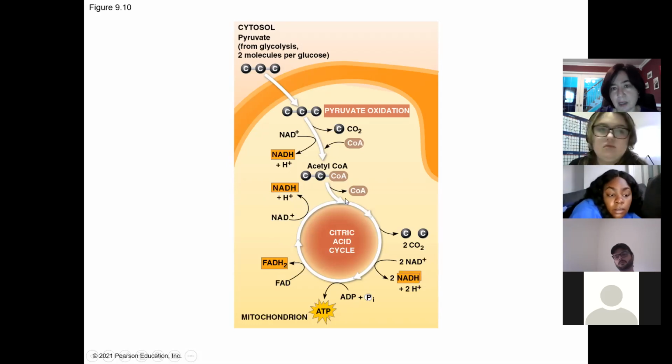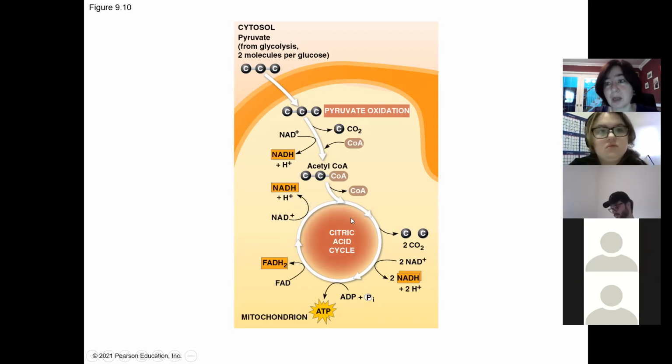So basically, you need the whole cycle pretty much for harvesting electrons, okay? So far what we talked about, CO2 production is a byproduct. ATP is a good thing, but the yield is not that great. But all these chemical reactions really matter for electron harvest, okay?